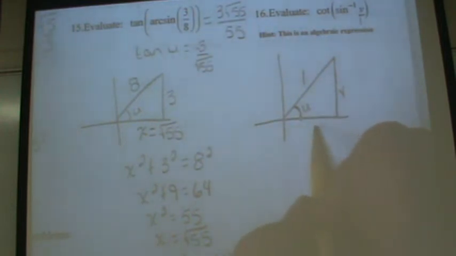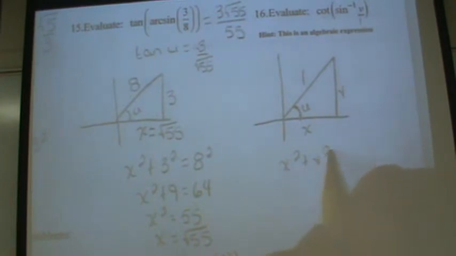So we need to find this adjacent side. So we're going to call that x again, and we're going to do the Pythagorean theorem again. We have x squared plus v squared equals 1 squared. Now, remember that you're solving for x. v is what you're given. We're leaving that alone.